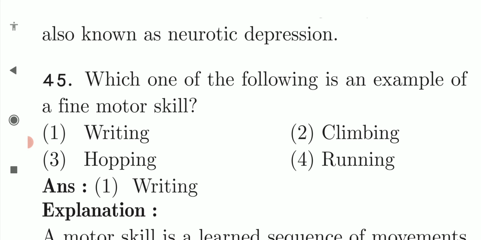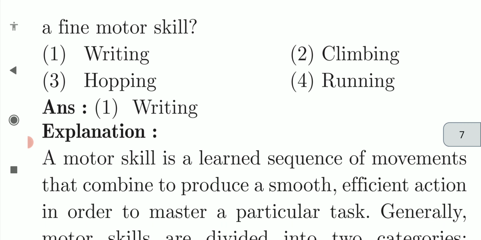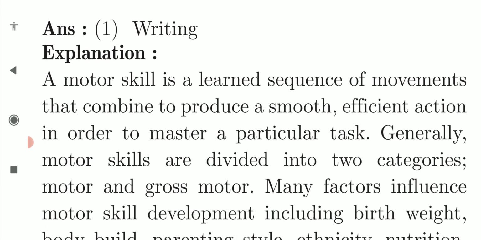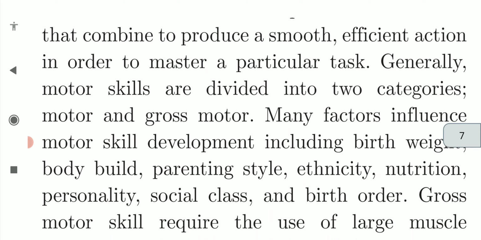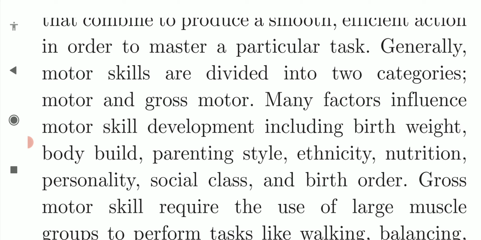Which one of the following is an example of fine motor skill? Writing. Obviously, I told you now itself, right? Motor skill is a learned sequence of movements that combine to produce a smooth, efficient action in order to master a particular task. Generally, motor skills are divided into two categories, fine motor and gross motor. Many factors influence motor skills development, including birth weight, body build, parenting style, ethnicity, nutrition, personality, social class, and birth order.